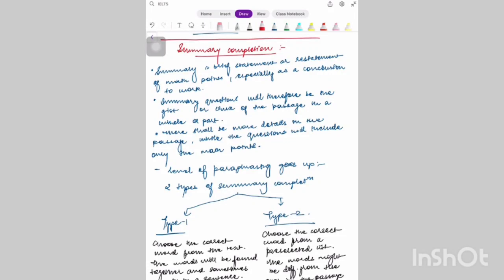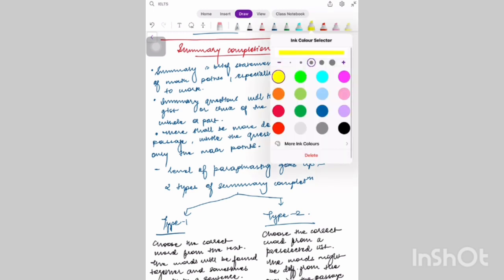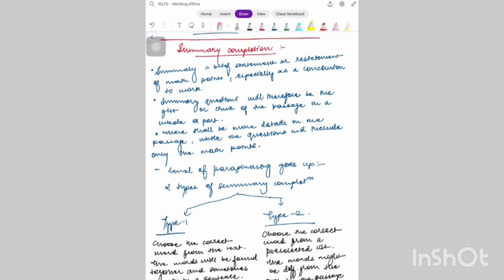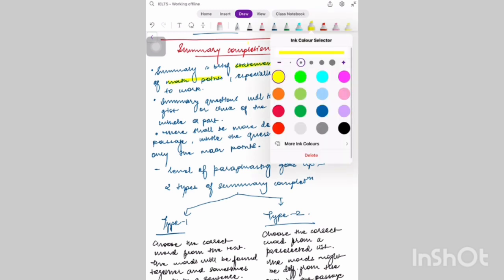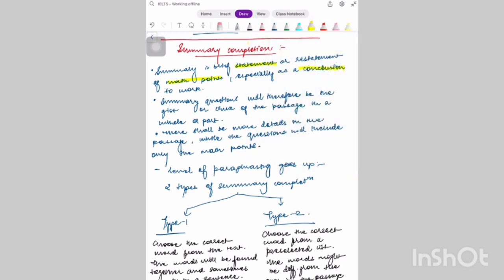Now, summary completion. To understand this, we need to first know what is summary. Summary is a brief statement or restatement of main points, especially as a conclusion to work. There's nothing new in here that needs to be taught. You already know. You can say summary is something like a conclusion, a gist of a passage.